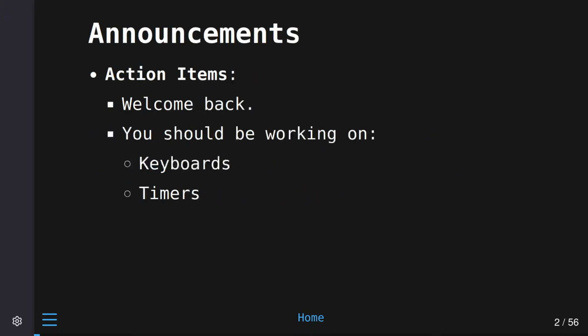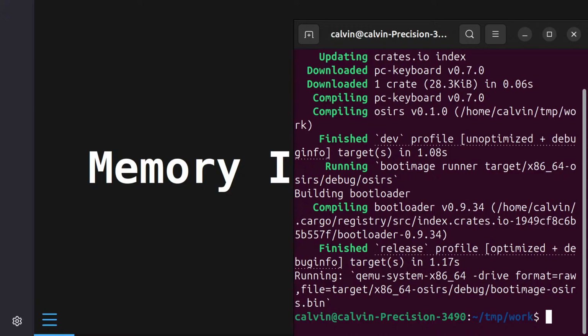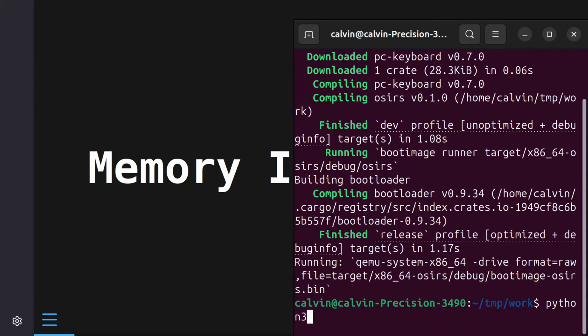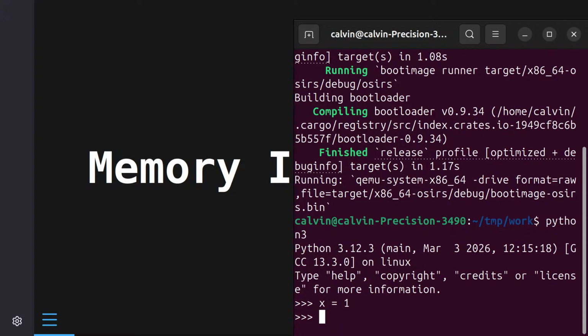Okay, so the first thing we're going to talk about today is memory isolation. I think memory isolation is relatively easy for computer scientists to understand, and I'm going to demonstrate it using our favorite language that is not a programming language, Python. And so the way I'm going to demonstrate this with Python is I'm actually going to write some Python. I'm sorry, I know you all hate it when I do this.